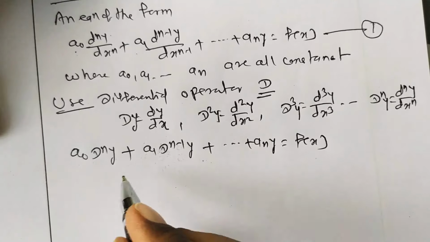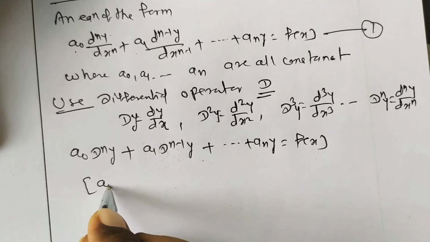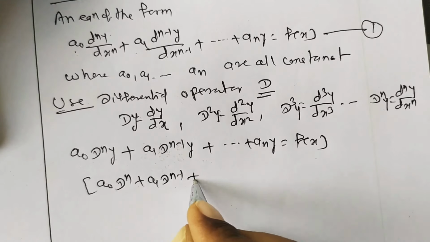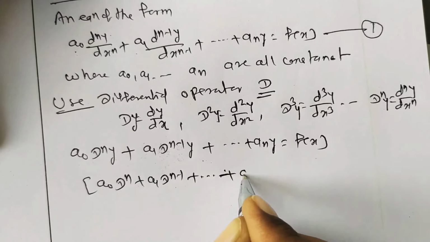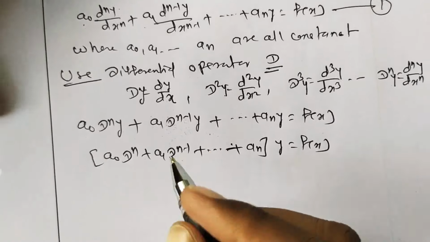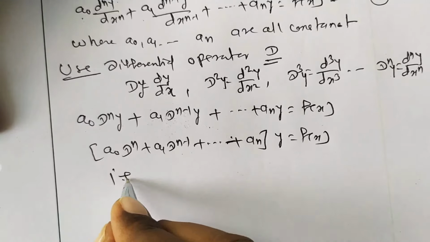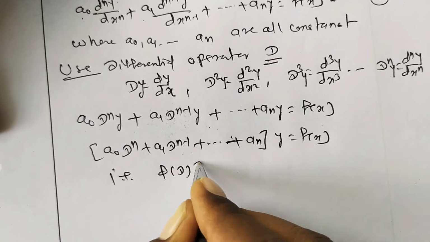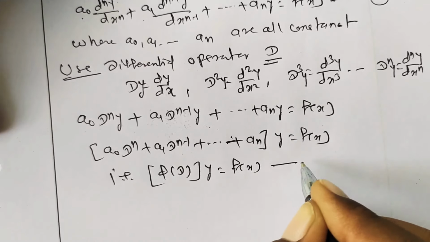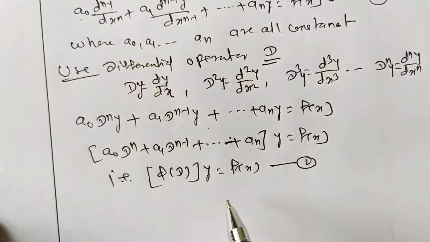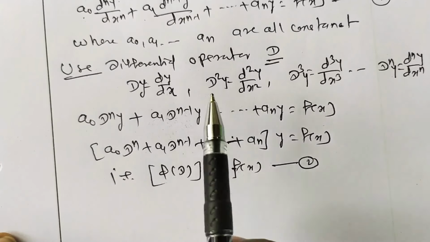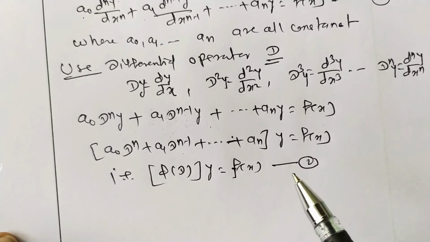Okay, now from this if we take y common, then we will get a0 D raised to n plus a1 D raised to n minus 1 plus so on plus an, into y is equal to f of x. So this can be written in the form of phi of D into y is equal to f of x. So this is equation 2. Now here f of x is any function of x. Now our topic is homogeneous and non-homogeneous differential equation of nth order.